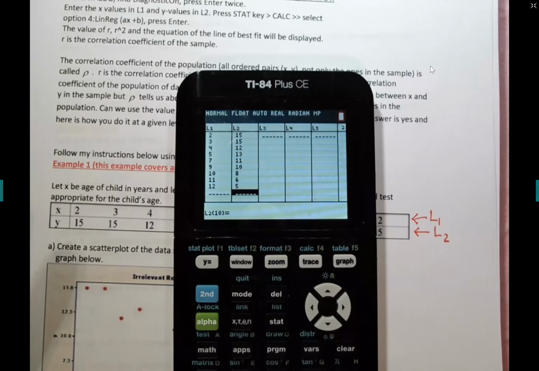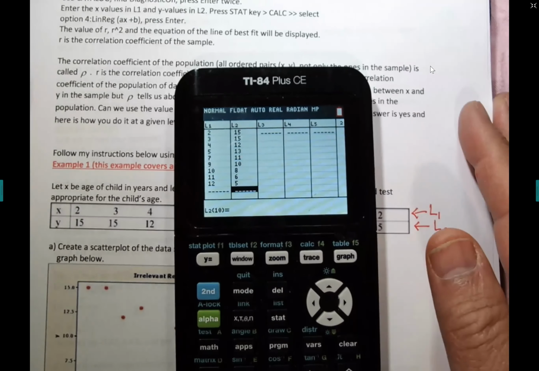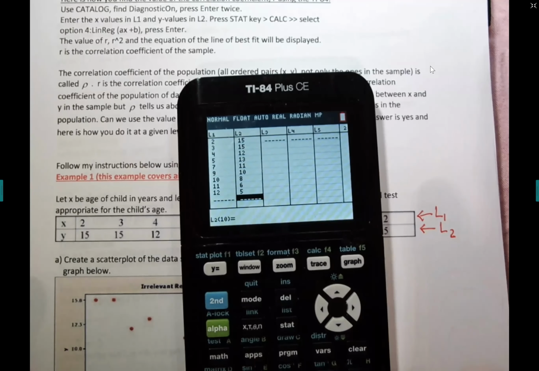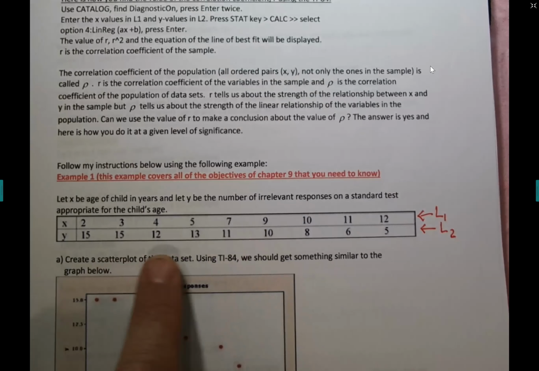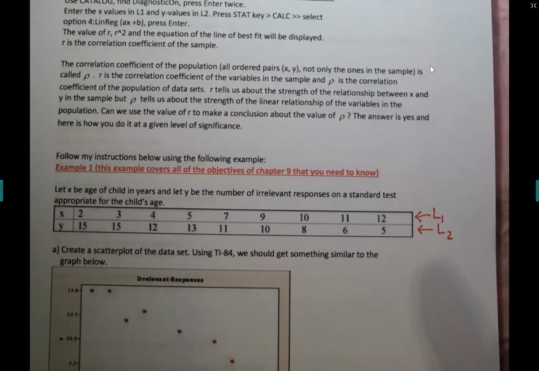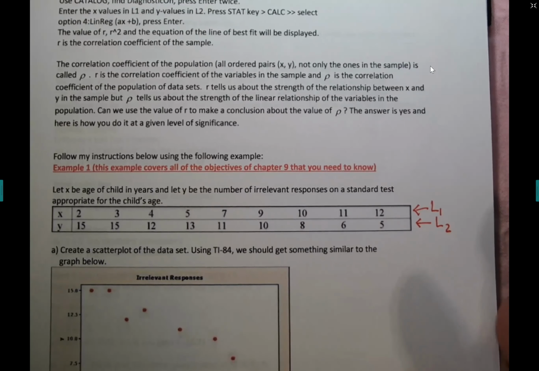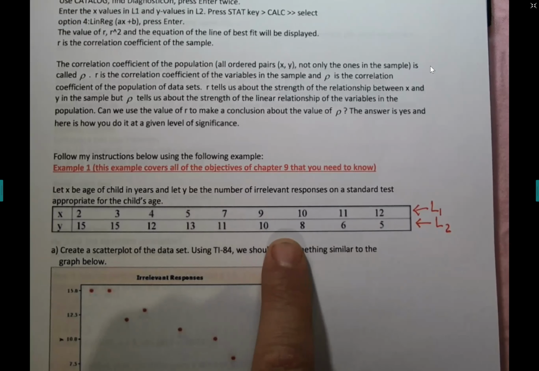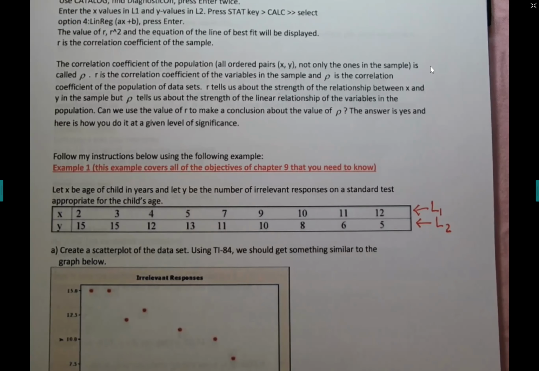Before I do anything else, here's a question for you. What do you think? Is R going to be positive or negative, without any calculation? As X increases, what do you notice happens to Y? Negative, exactly. So you should be 100% sure that R is going to be negative, because as I increase the value of X, the Y values tend to decrease. So we know R is going to be negative, but the calculator will do that for us.